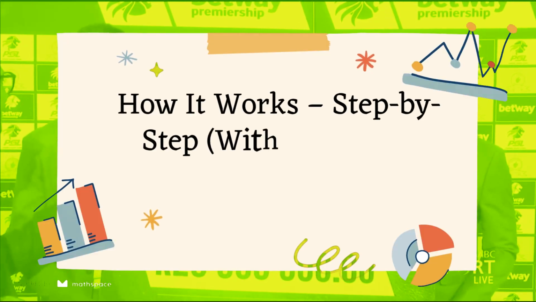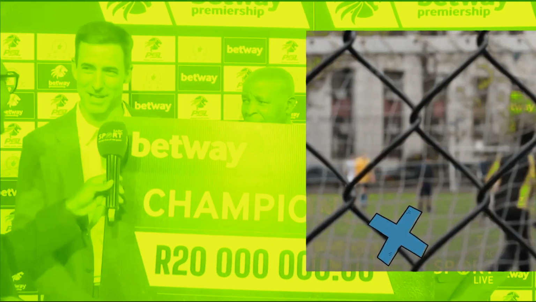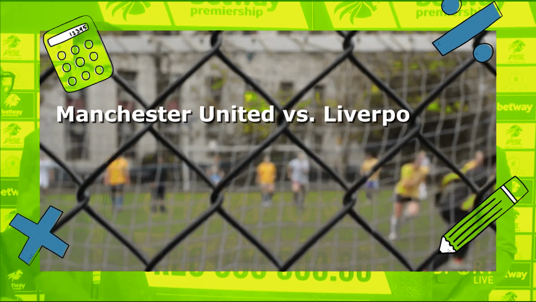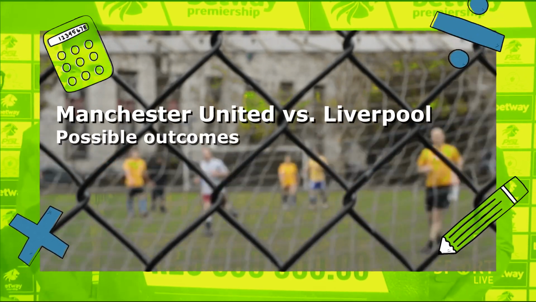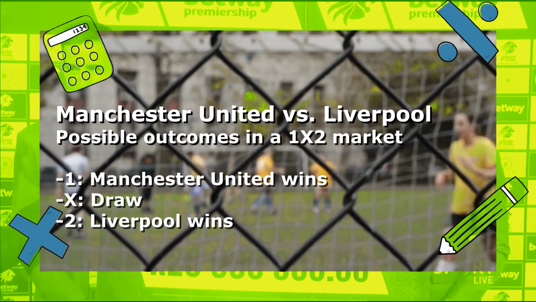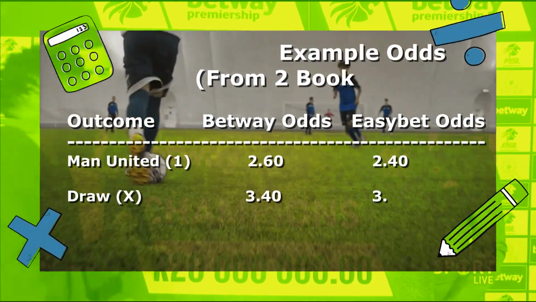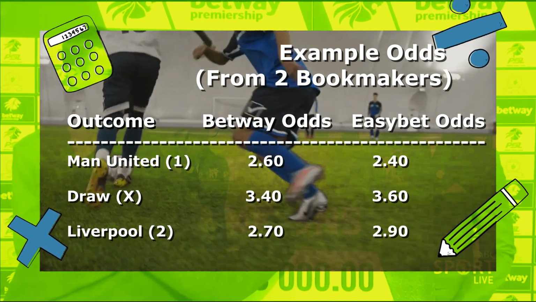So here's how it works, step by step with a football example. Let's say there's a football match, Manchester United versus Liverpool. Possible outcomes in a 1x2 market, where 1 is Manchester United wins, x is a draw, and 2 is a Liverpool win. And here's an example of odds from two bookmakers. So we'll use Betway odds and EasyBet odds.